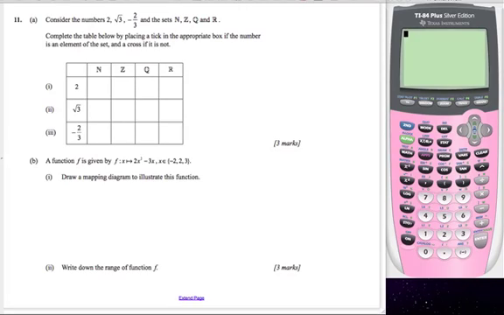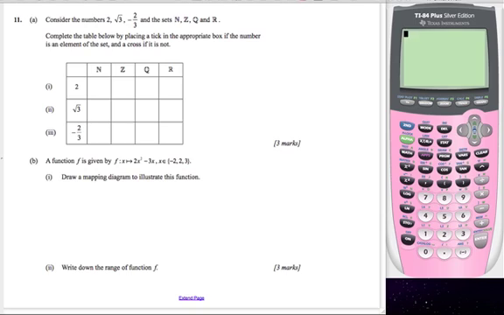May 2008, time zone 1, paper 1, question 11. Okay, we're going to consider these numbers and the sets N, the natural numbers, Z, which means integers, Q, which means the rational numbers, and R, which means all the real numbers. Complete the table by placing a tick in the correct box.